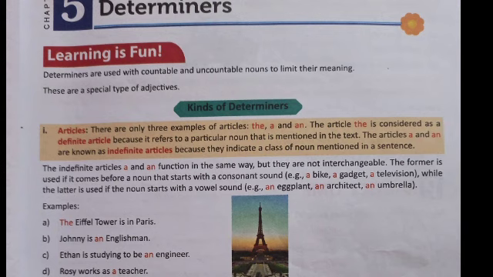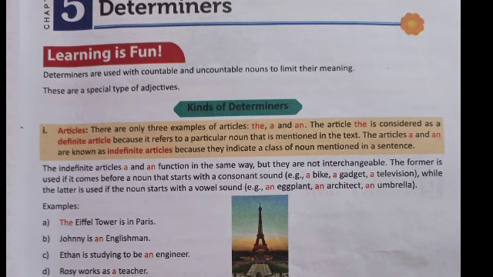First one, articles. There are only 3 examples of articles. Which are they? A, an, and the. The article the is considered a definite article. Why? Because it refers to a particular noun that is mentioned in the text. Article the is considered a definite article because it refers to a particular noun. That's why it is a definite article.